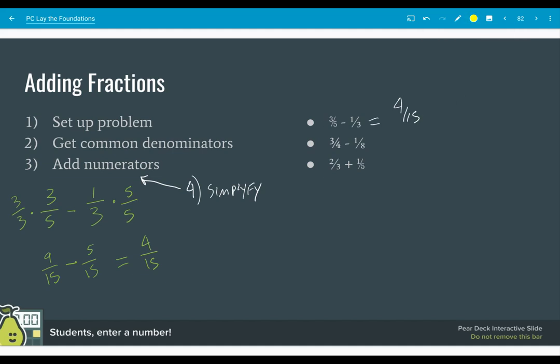So let's look at 3/4 and 1/8 now. So we have 3/4 minus 1/8. Well, the greatest common denominator is going to be 8. So we're going to multiply this by 2 over 2. So we get 6/8 minus 1/8 gives us 5/8.